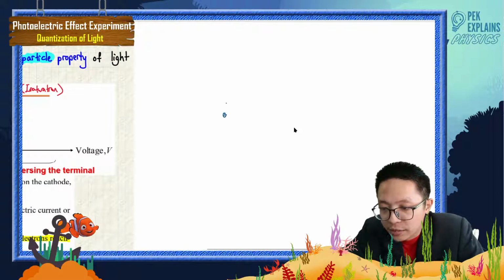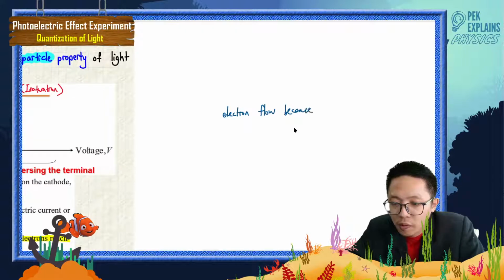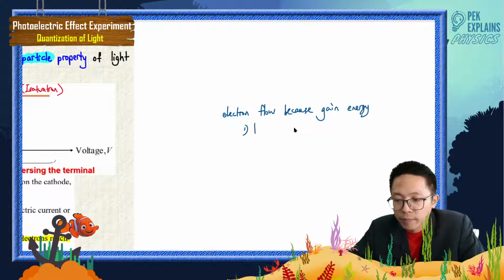Okay. Why can the electron flow in the circuit? Electron flows because it gains energy from the battery.